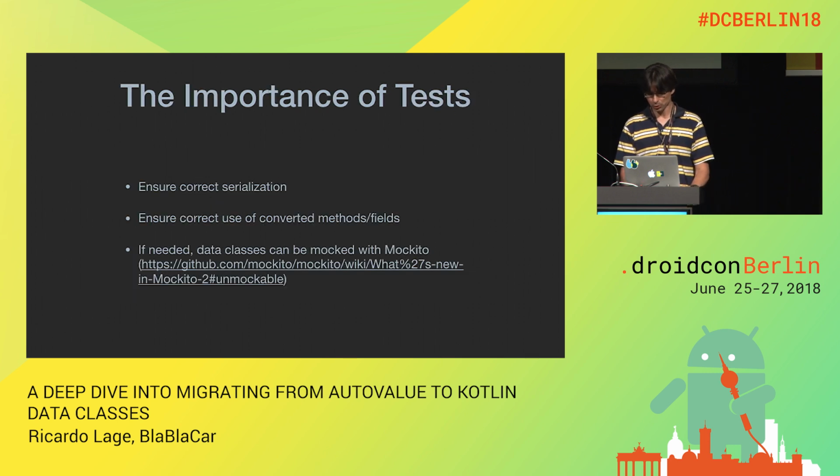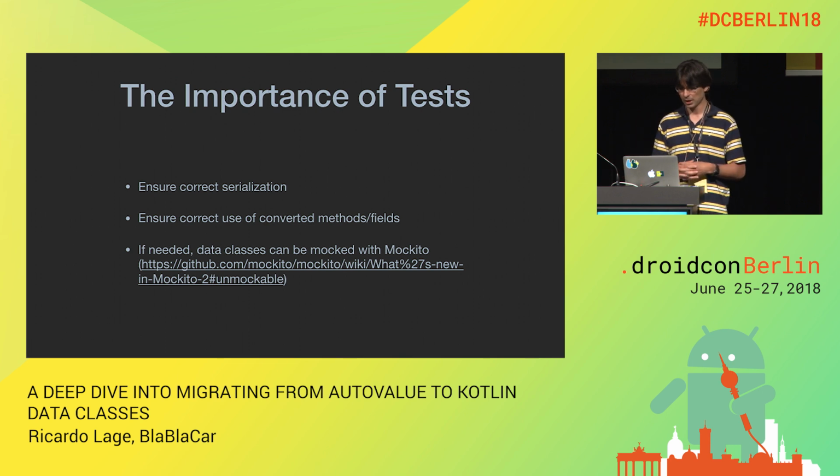Finally, just a short notice on tests. We had a lot of tests already for parsing our classes. And it was very helpful to ensure that everything was working as intended once we finished the transformation. So it helped us ensure the correct serialization and deserialization of our classes. It helped ensure that the conversion of the methods were correct. And in some cases, it was good to have Mockito now supporting mocking final classes, because in Kotlin everything is final by default. And in a few cases we needed that, and it was helpful to have Kotlin support it.